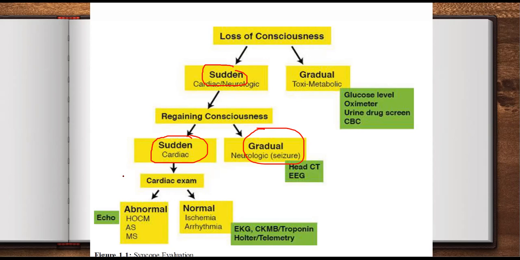So depending on that, we will order more sophisticated investigation for the heart. Clear, guys? The main thing is to understand how these three most important causes of syncope present to you. If it is a sudden onset of loss of consciousness with sudden regain of consciousness, that's cardiogenic. Sudden loss of consciousness but gradual regain of consciousness, that's neurologic. Gradual loss of consciousness and gradual regain of consciousness, that's mainly vasovagal.